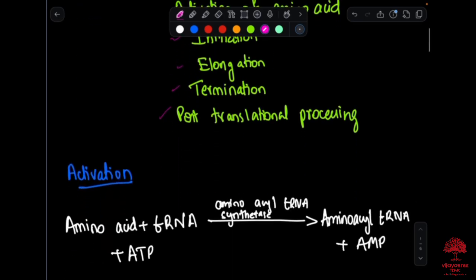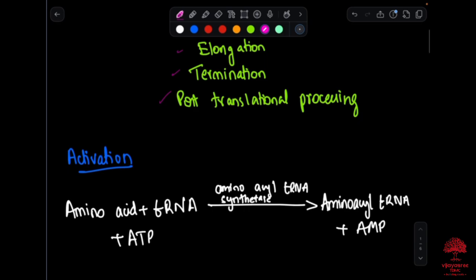So first we have activation. In activation, this is the basic step that is happening. Here the amino acid needs to get activated. And for this, the enzyme that is helping us is amino-acyl tRNA synthetase. So this is the enzyme, amino-acyl tRNA synthetase.